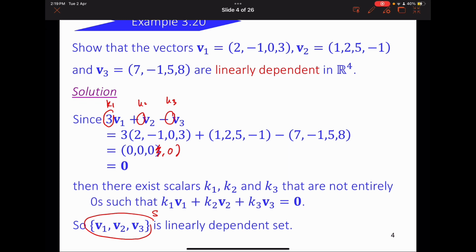Bear in mind that the non-trivial solution for K1, K2, K3 is not necessarily unique. You might end up with different values of K1, K2, K3. As long as they are not entirely zeros, the proving of linear dependence is done.